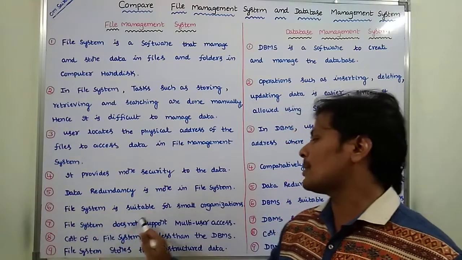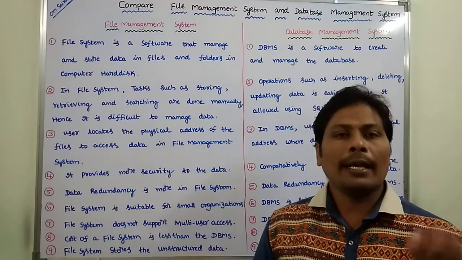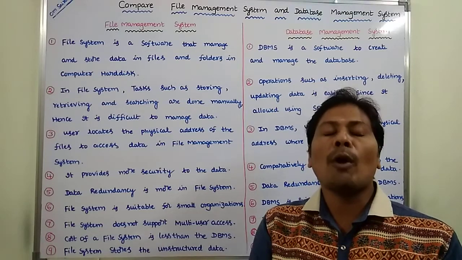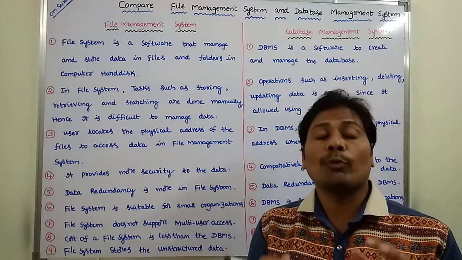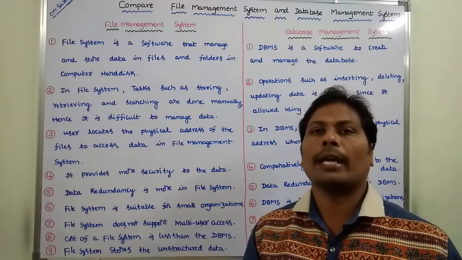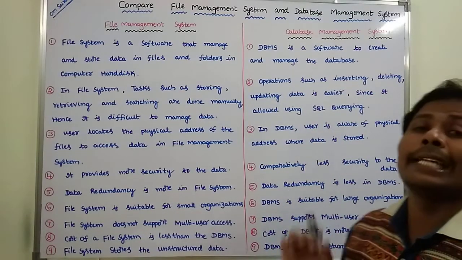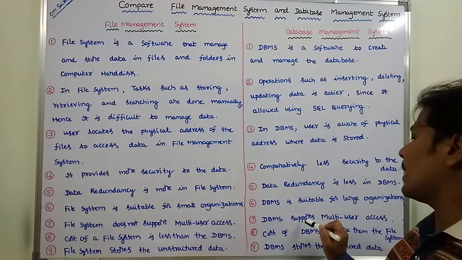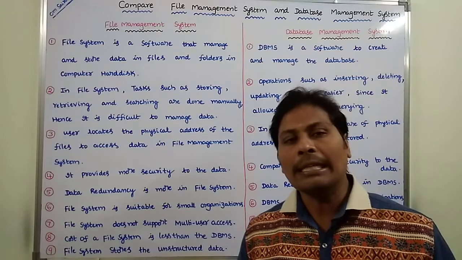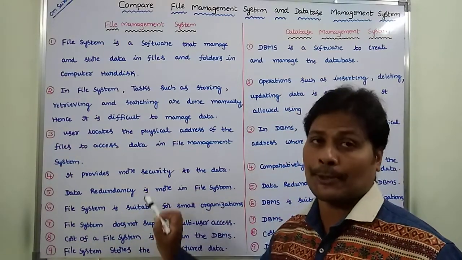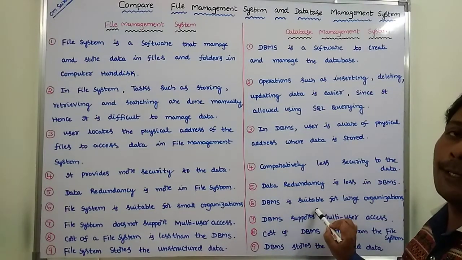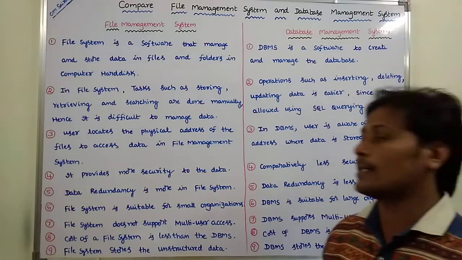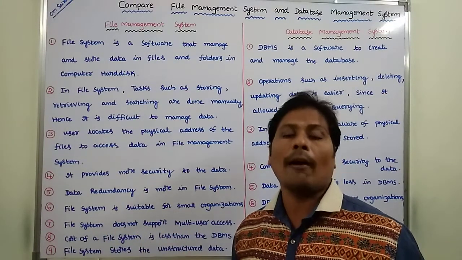Next point, the file system is suitable for small organizations. Here small amounts of data are stored, and for that purpose we use the file management system. For larger organizations, we have to use DBMS, because a large amount of data is stored in a large organization. Because of that reason, DBMS is suitable for large organizations, whereas the file system is suitable for small organizations.